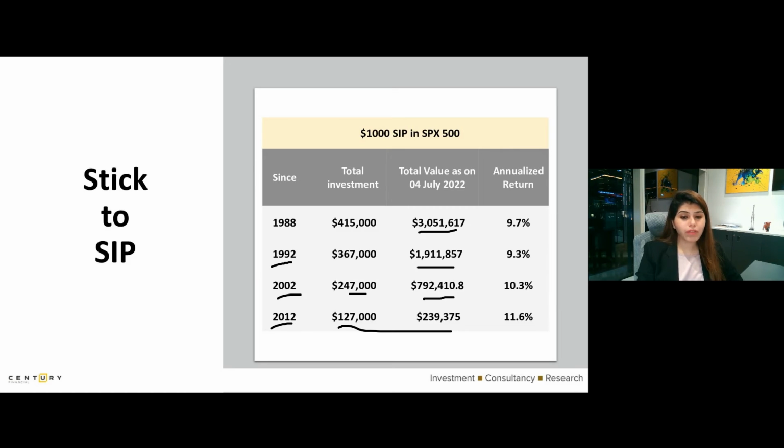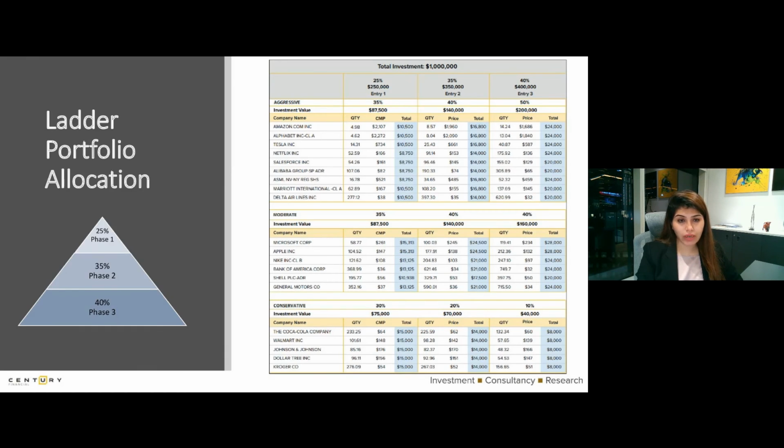Now, apart from that, we've already shared, and in fact even discussed in many of our previous webinars. All of those videos are available on YouTube. But there is something called a ladder portfolio strategy. If you are interested in this portfolio, please reach out to your RMs or even me personally. I can share these portfolios with you.